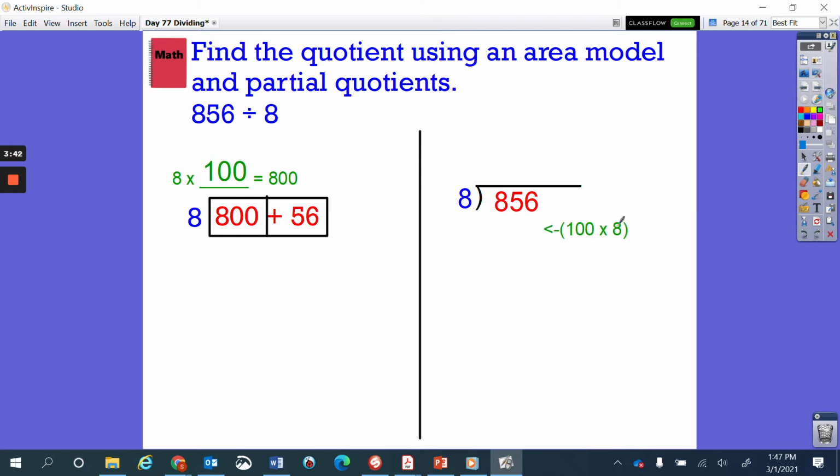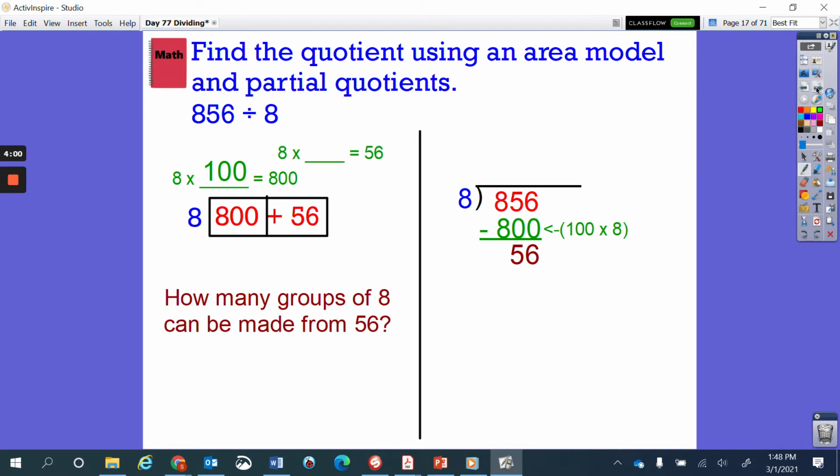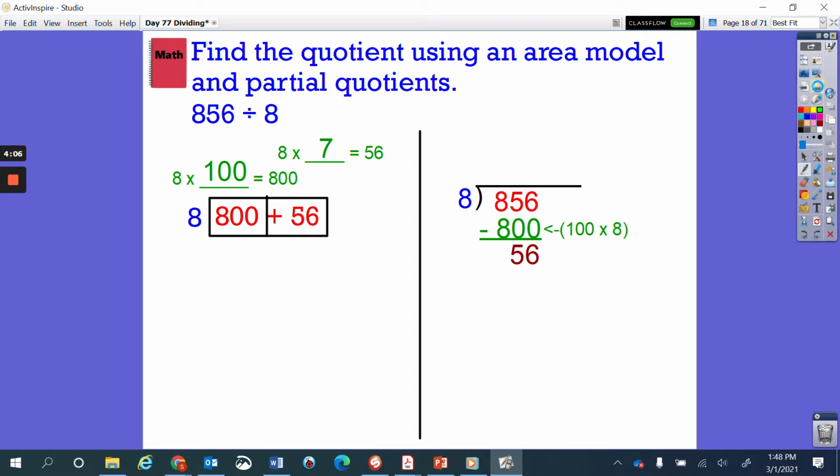Okay, I'm going to pull out 100 groups of 8. Well, let's see, 100 groups of 8, that's worth 800. Subtract, and I'm left with 56. Now I'm going to go with that 56. How many groups of 8 can I make from 56? Well, let's see. 8 times what gives me 56? 8 times 7 is 56. So we pulled out 7 groups of 8.